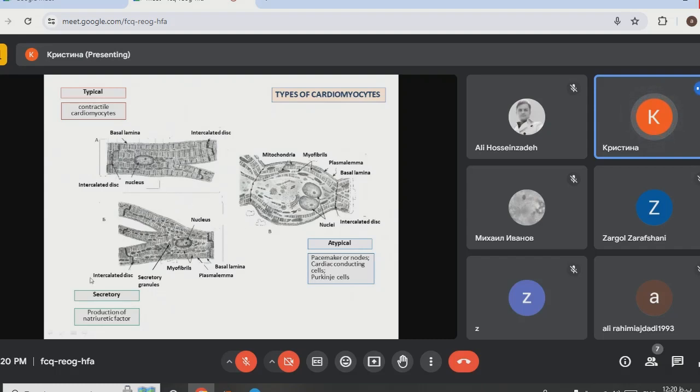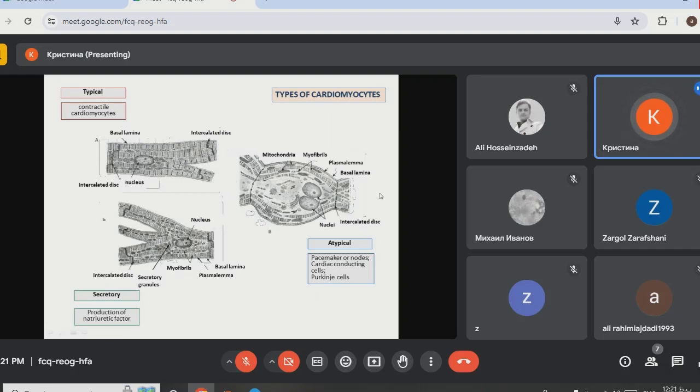The second type of cardiomyocyte is called secretory because of their function. Their function is to produce and to secrete the so-called natriuretic factor. And this substance is stored in secretory granules located in the central part of this cell. So the secretory function is its second function. The first function is also to contract. So secretory cardiomyocytes can also contract. This is why they also have a lot of myofibrils inside their cytoplasm. But they have an additional function to produce natriuretic factor.